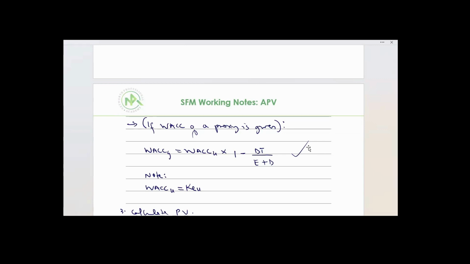The only difference is the fact that you don't use the company WACC. Rather, you are supposed to use cost of equity ungeared, which of course you are the one that will calculate. Your examiner will never give it to you under APV. You are the one that will calculate the cost of equity ungeared. All right.